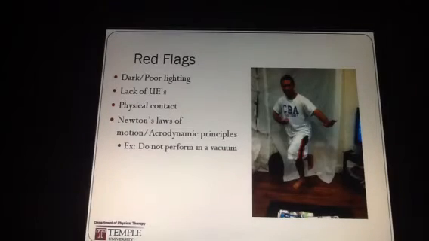So, starting off, we want to look at red flags. Some contraindications, things you may want to be concerned about when performing a shadow manip. First off, is there dark or poor lighting in the room? You need to see the shadow in order to do the shadow manip.